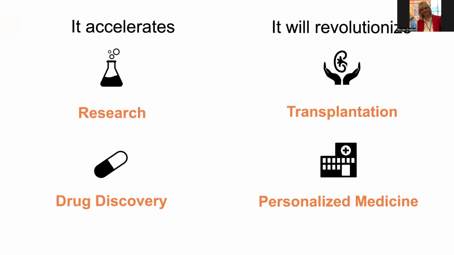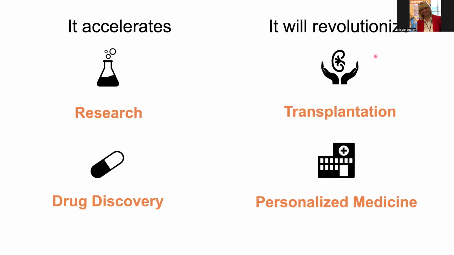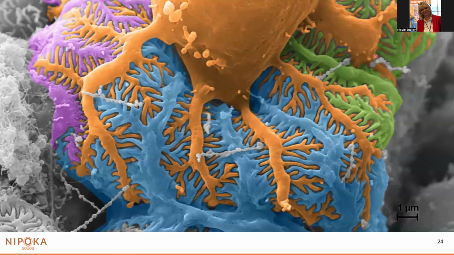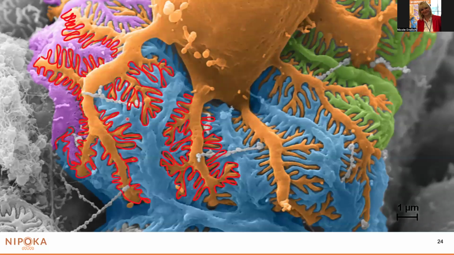Now, the consequence of this development is that it accelerates research and drug discovery, and it will revolutionize transplantation analysis and personalized medicine. But first of all, I would like to show you how it works. So you have again here this image of the nicely formed foot processes of a podocyte interdigitating with the neighboring foot processes. In between, as I mentioned before, there is a filtration slit composed by the transmembrane protein called nephrin. This is not visible in this illustration.